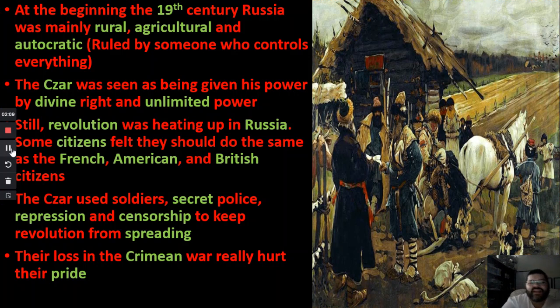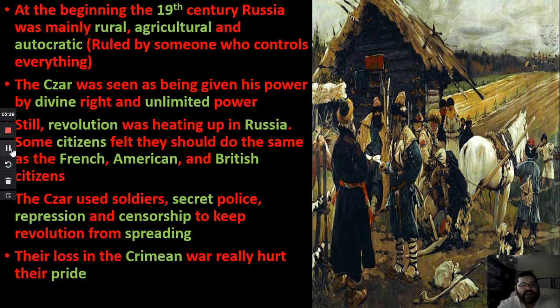So, at the beginning of the 19th century, Russia was mainly a rural agricultural country ruled by an autocrat. Okay, an autocrat, someone who basically rules everything and does not give a care what you think. They don't want to know. They don't care what you feel. Like, oh, we're not getting this. They don't care. Okay, it's their way or the highway, and sadly, the highway is their way too.